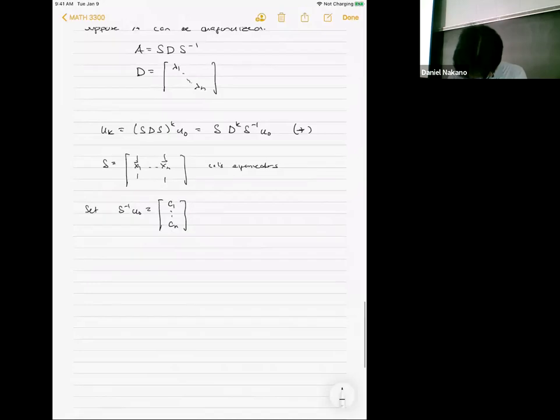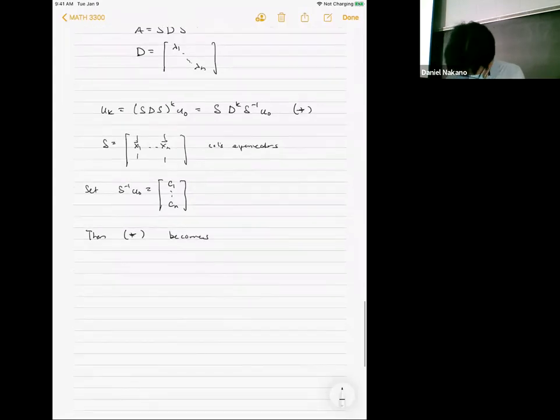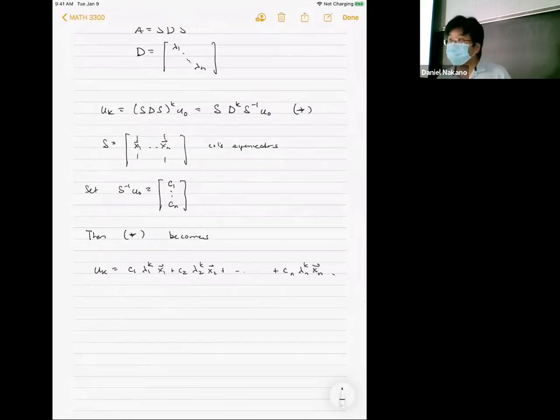All right, so then if I multiply everything out, star becomes the following. If I take u_k, this is going to be equal to c1 lambda1 to the k times x1 plus c2 lambda2 to the k times x2 plus, up to cn lambda_n to the k times xn. So if we know what the c's are, we know what the eigenvalues are, and we know what the eigenvectors are, then that's great. We have our answer. So what I'm going to do now is apply it to this 2 by 2 matrix. We'll compute out the eigenvectors and the eigenvalues and see what we get.